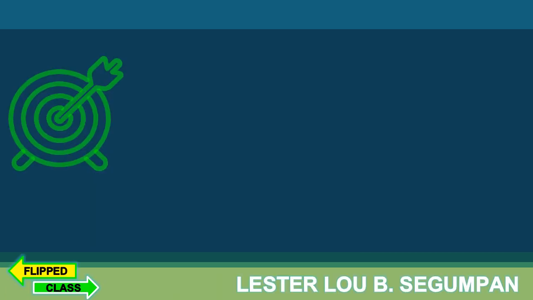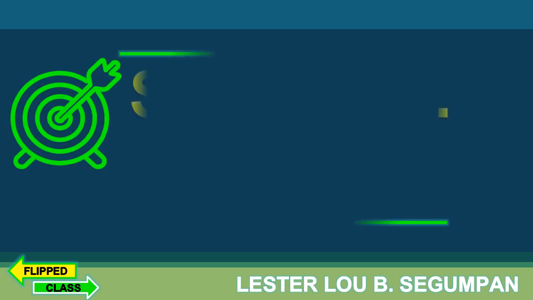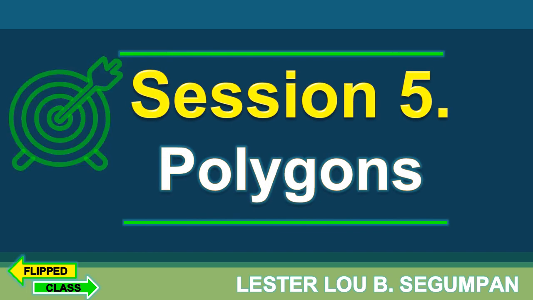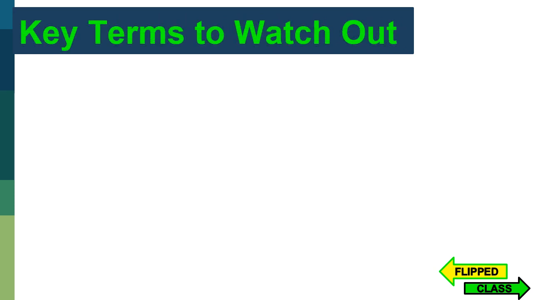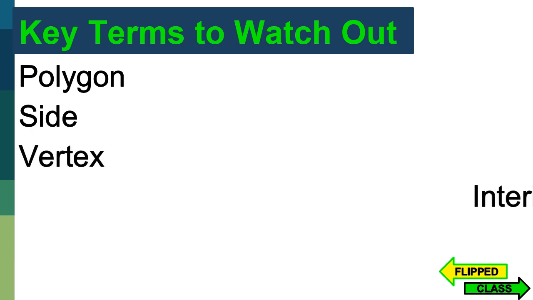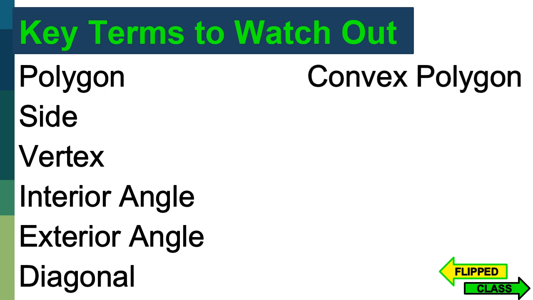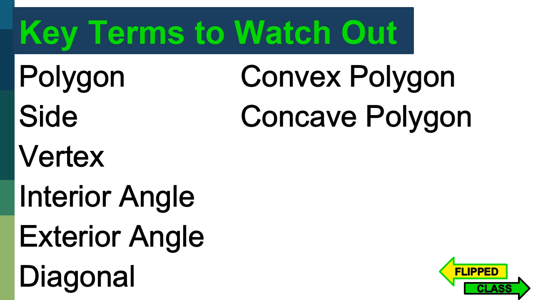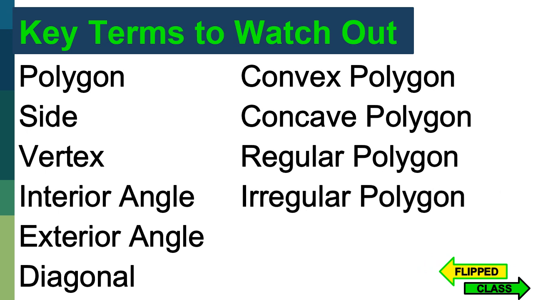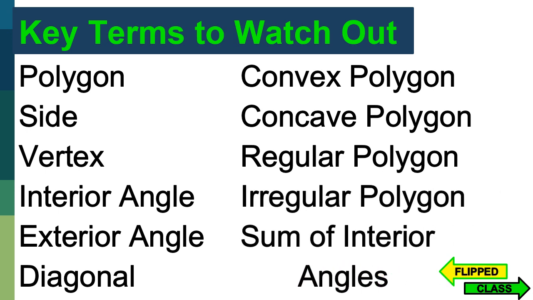Our session for today is entitled Polygons. Today we are going to learn what polygons are and their special characteristics. Here are the key terms you need to watch out for. We need to know what a polygon is, including its sides, vertex, interior and exterior angles, including the diagonal, as well as what convex, concave, regular and irregular polygons are, and at the same time be able to compute the sum of the interior angles.